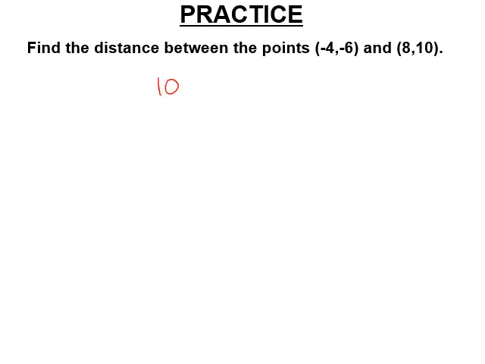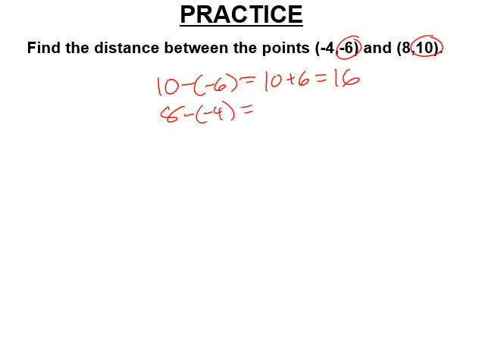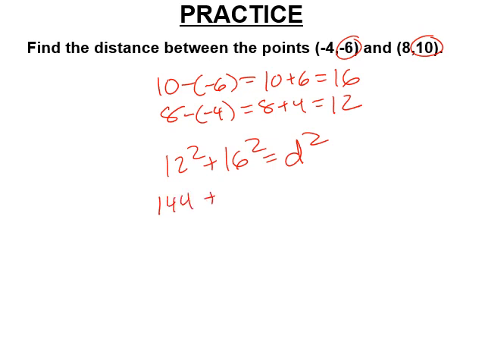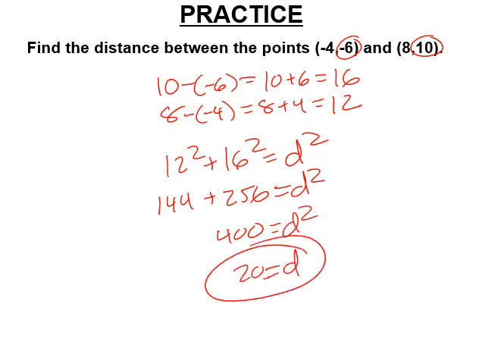All right, so I'm going to subtract my y's. 10 minus negative 6, 10 plus 6, 16. Subtract my x's. 8 minus negative 4, 8 plus 4, 12. Feel like we just did this triangle. 400 equals d squared, so d equals 20. And we're mentally throwing away the negative answer there, and it's 20 units.